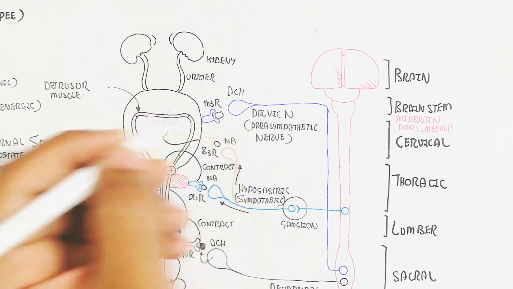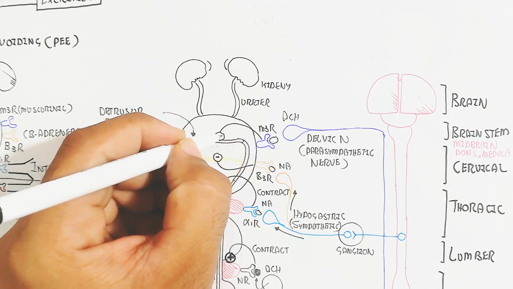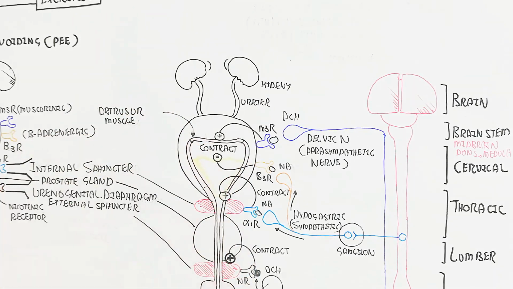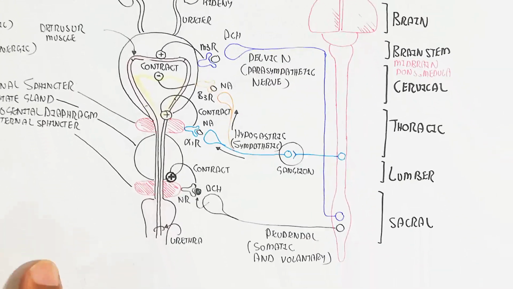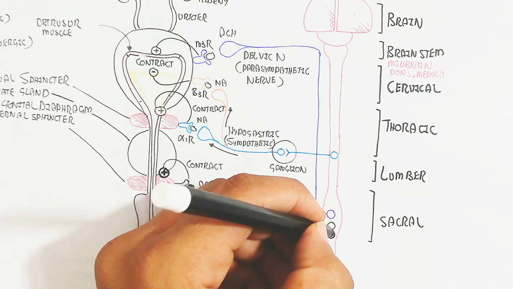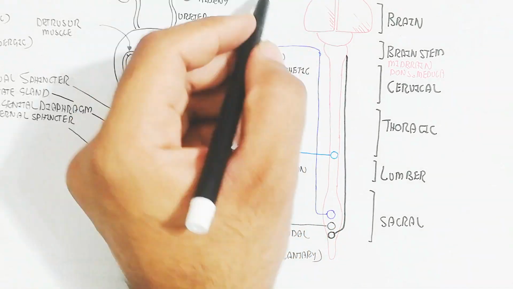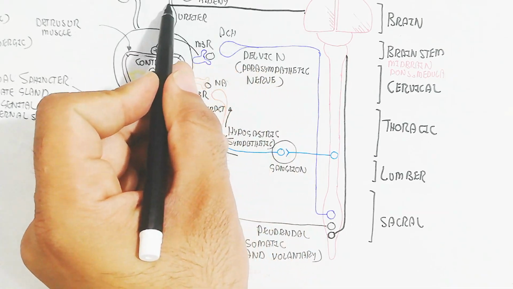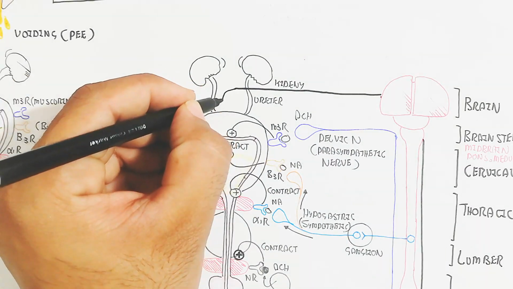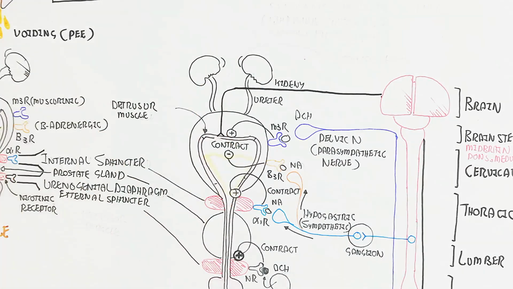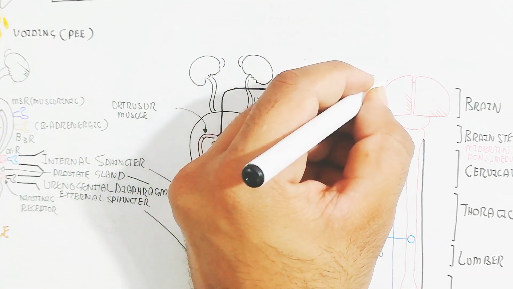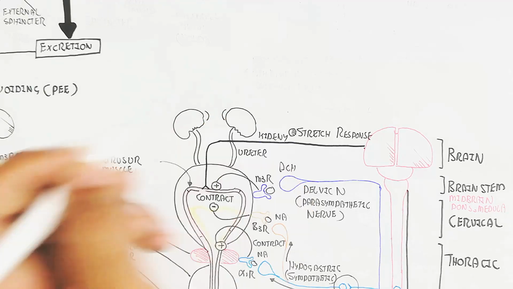On the other hand, the blue color is showing the pelvic nerve, which is the parasympathetic nervous system. In this way, the acetylcholine neurotransmitter will bind with the M3 receptor to contract the bladder. It contracts the bladder, but the beta 3 receptor, when activated, will inhibit the contraction, and vice versa.